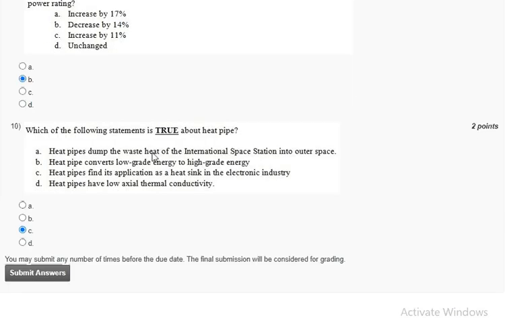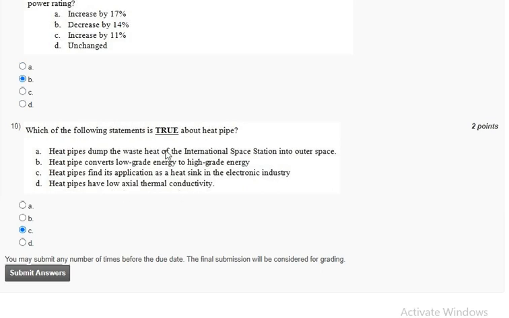Next question, which of the following statements is true about heat pipe? So question number 10, the solution will be C. C is correct. Heat pipe finds its application as a heat sink in the electronic industries. If we see the other option, D, heat pipe has low axial thermal conductivity. It's an incorrect answer, because heat pipe has very high axial thermal conductivity.